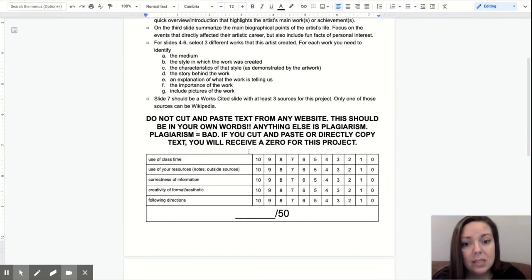Do not cut and paste from a website. That's plagiarism. You must reword the information that you've learned into your own words. Anything else is plagiarism and you will get a 0. Okay? Please don't do it. Just don't do it. Okay? Do not cut and paste. Type your own words. It's going to be beautiful.